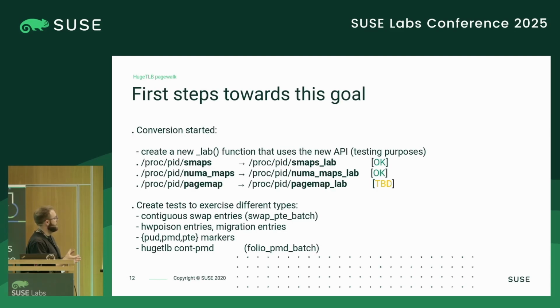So I started converting maps and NUMA maps. I kind of duplicated the interface, and then I ran the test for both using the old API and the new API, and just compared the outcome. And I could see that the new API was reporting properly, just as the old one.